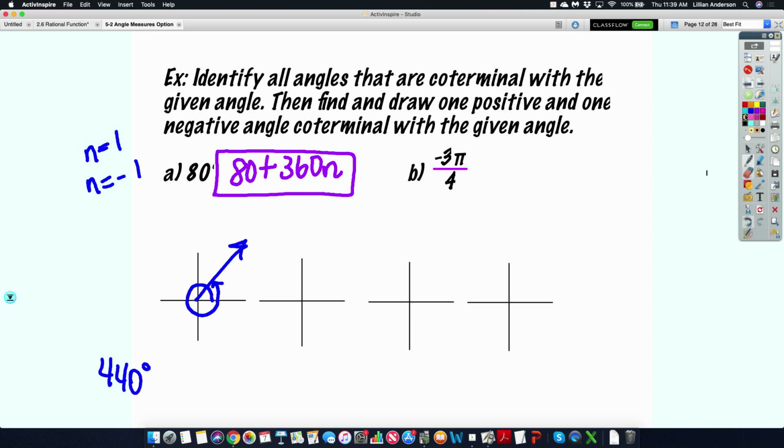If I use -1, I'm basically saying 80 minus 360. What's 80 minus 360? -280. So I'm going to draw that one in this kind of tannish color. Again, I still start at the positive x-axis. This time, which direction am I going to go? Clockwise. And I'm going to end at my terminal side, and that's 280 degrees. That is how you find and how you draw coterminal angles.